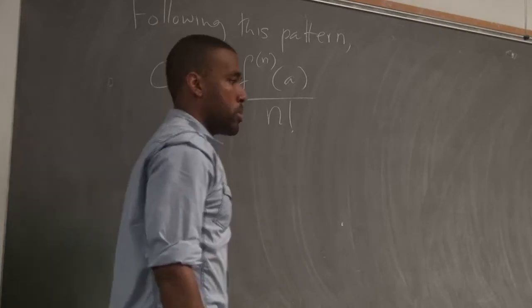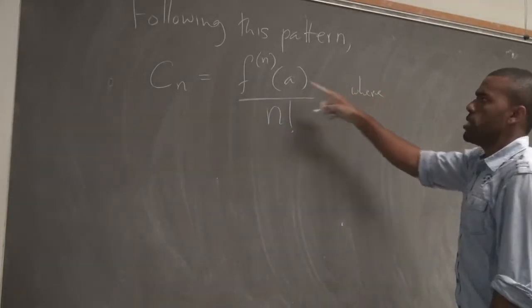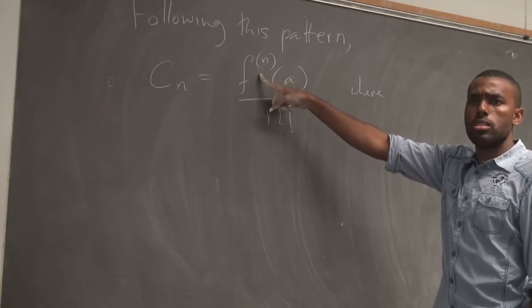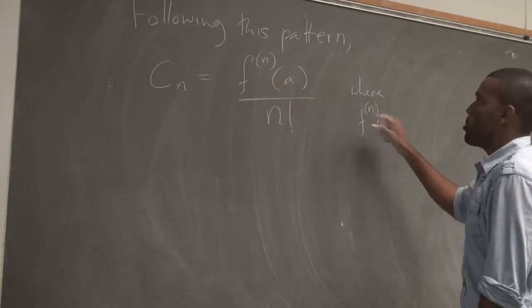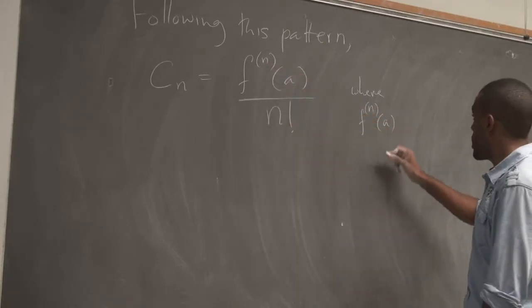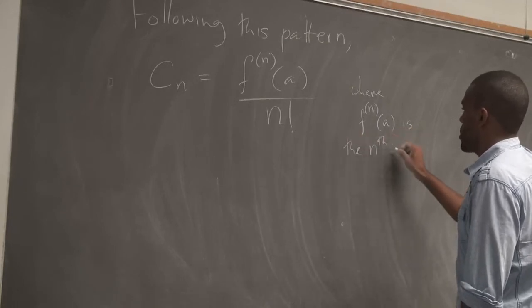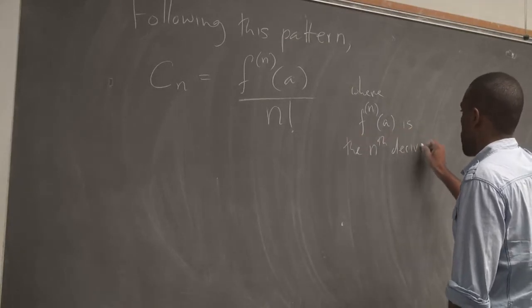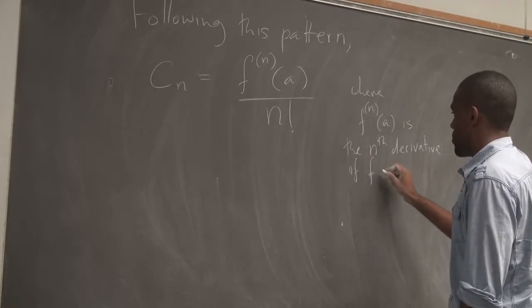We would get that formula. Have you seen this notation before in brackets? I'll write it. F to the n. If you put a number in brackets, it means the nth derivative. F to the n of a is the nth derivative of f.